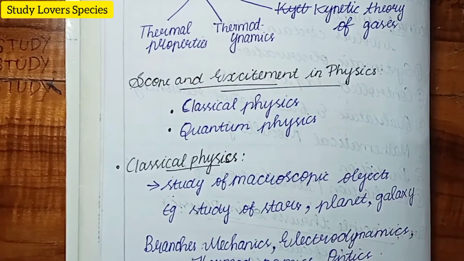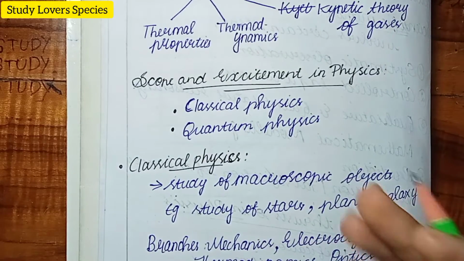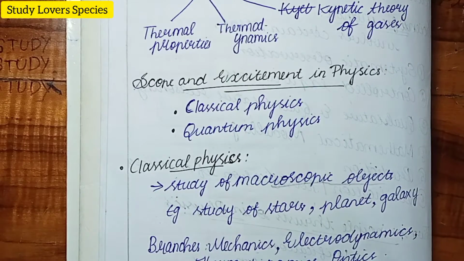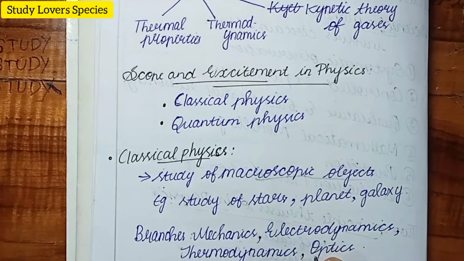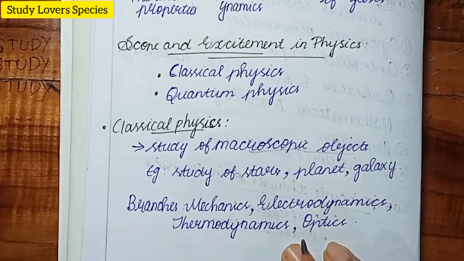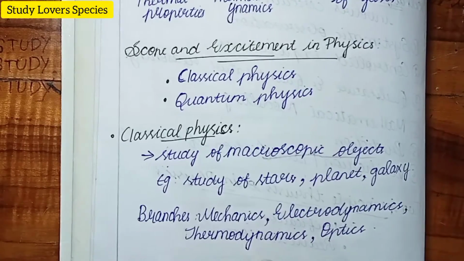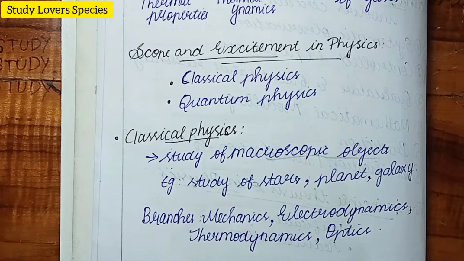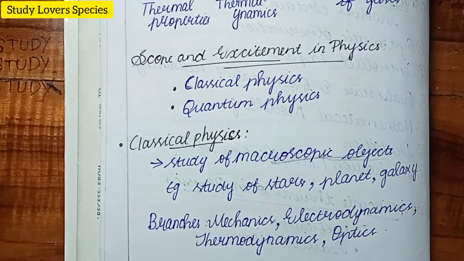Study of macroscopic objects, that means study of stars, planets, galaxies. Those are called macroscopic objects. Study of those objects is called classical physics. The branches here are mechanics, electrodynamics, thermodynamics, optics, right? Optics, we know, is the study of light. Mechanics, electrodynamics, thermodynamics, optics. This is what we call classical physics, study of macroscopic objects.